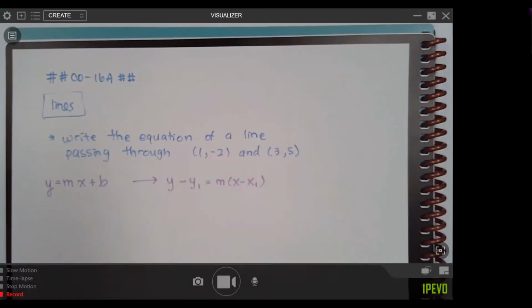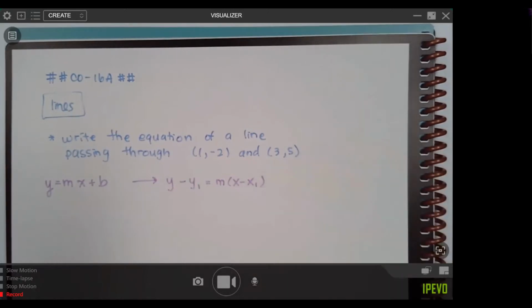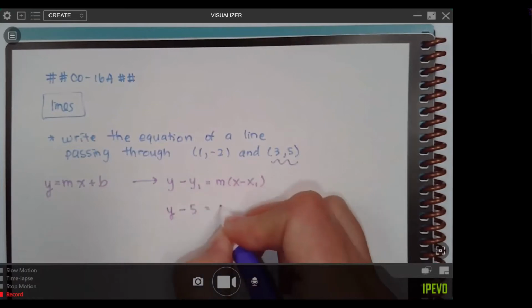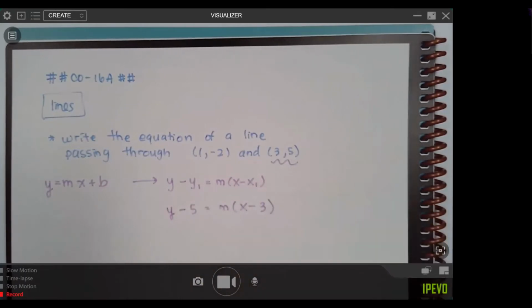So if I were trying to go through this problem, I can choose either of these two points. Doesn't matter. I'm going to choose (3, 5) because anytime I can avoid negatives, I avoid negatives. So I'm going to choose that point over here, and I'm going to already start this as y minus 5 equals m times x minus 3. Then I just have to figure out the slope.